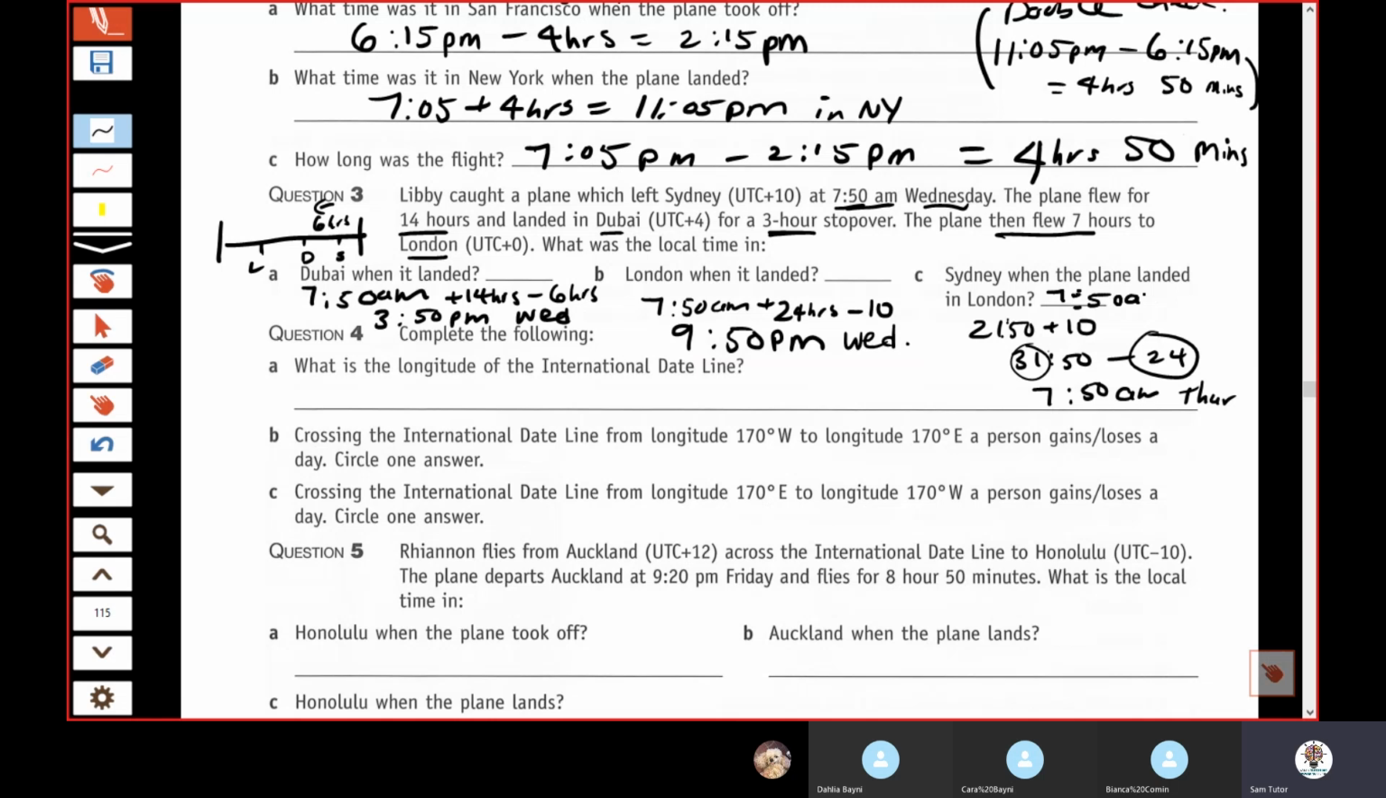Or of course, if you wanted to add 10, you would add 12, which is 9:50 a.m. Take away 2 is 7:50 a.m.